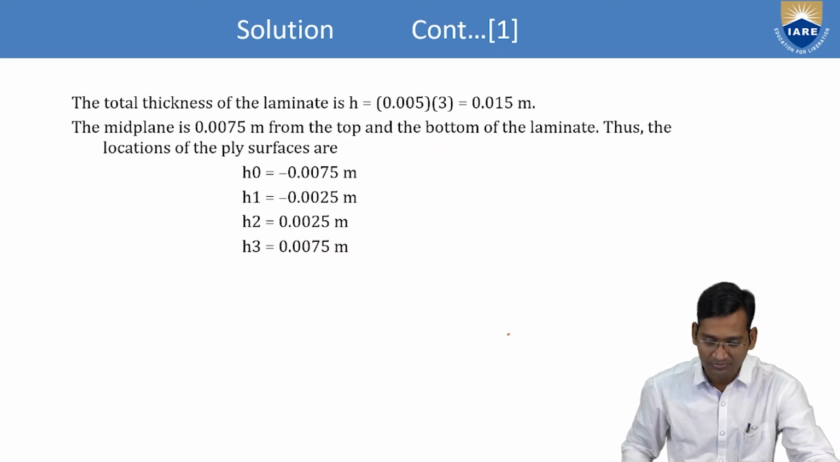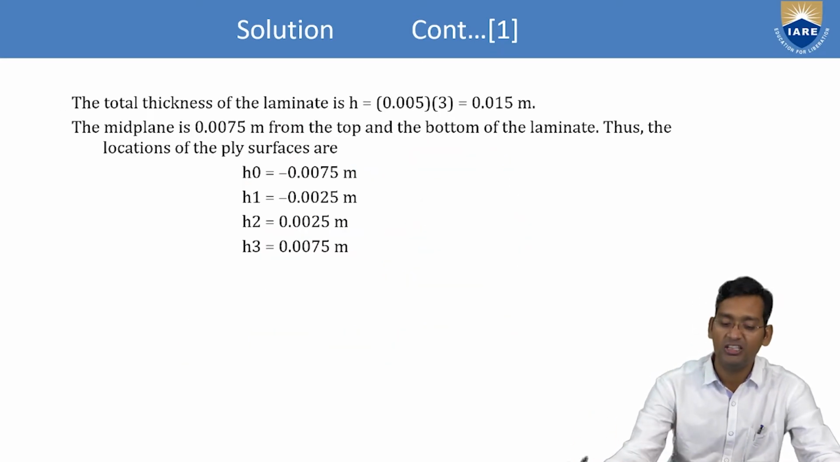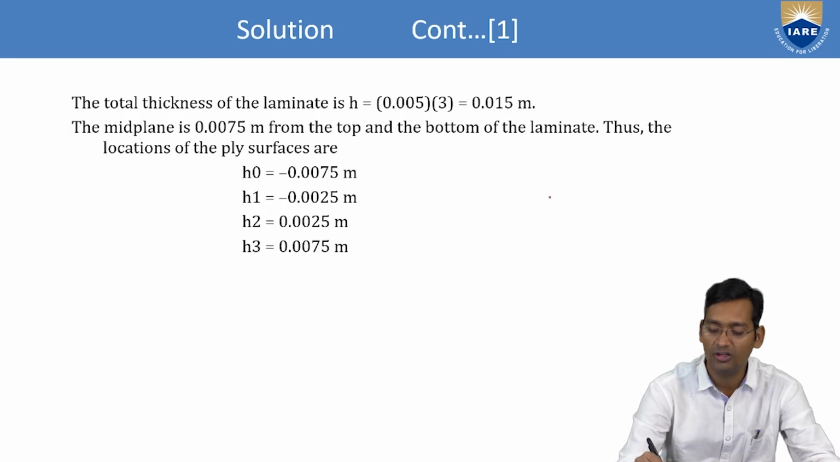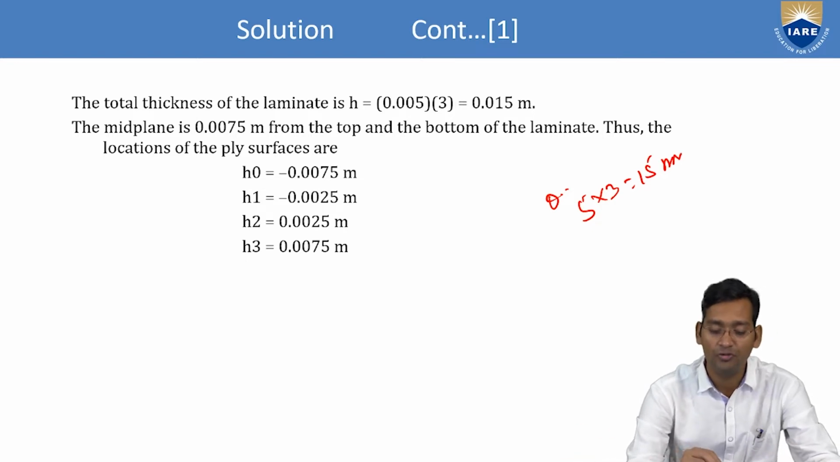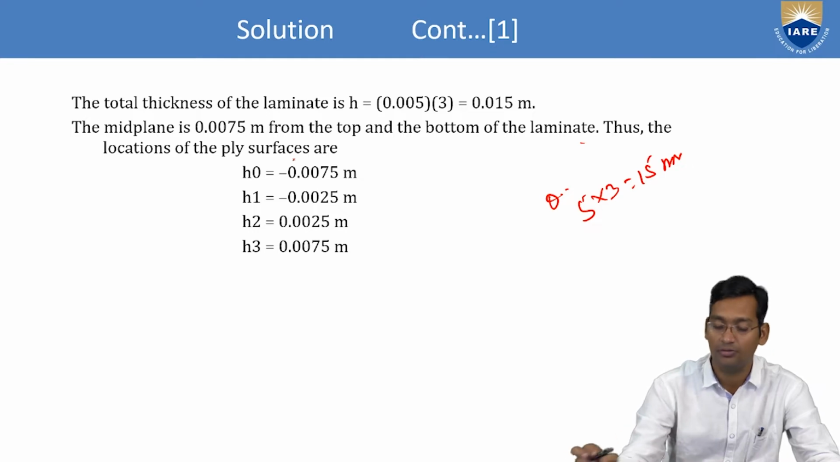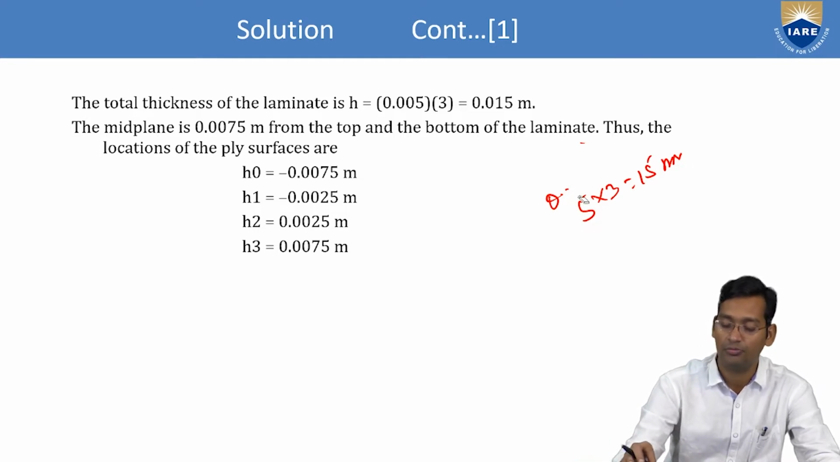Now let's see here. The total thickness of the laminate H is given as 0.5 mm per ply. So in total it will be 5 into 3, that is 15 mm. Okay, the midplane is 0.0075 meter from the top and the bottom of the laminate. Thus, the locations of the ply surfaces are measured from the midpoint, so from that surface, how far it is.